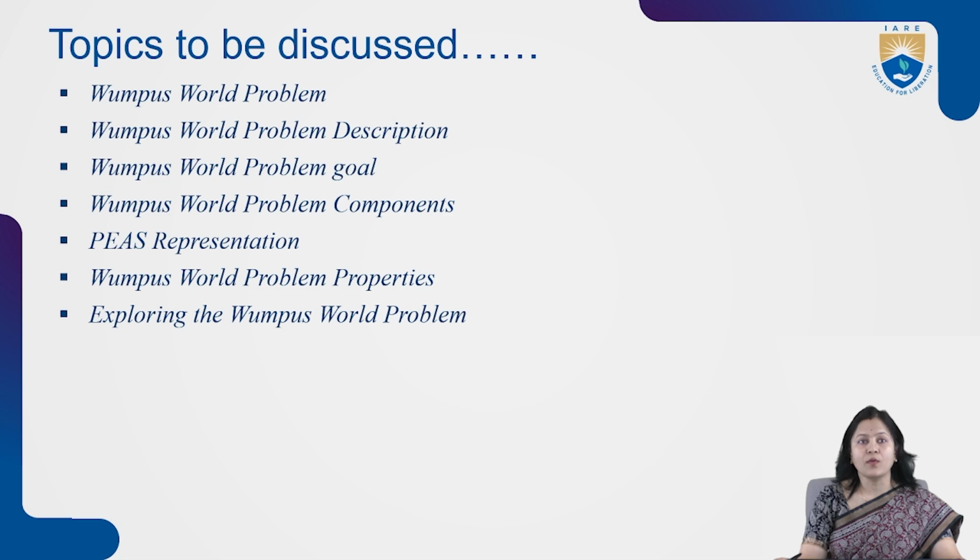The Wumpus World problem description. Then I'll discuss what the goal of the Wumpus World problem is and what components are present in the Wumpus World. The architectural representation of the Wumpus World problem is nothing but the PEAS representation. Then the Wumpus World problem properties, and exploring the Wumpus World problem, meaning the solution of the Wumpus World problem.